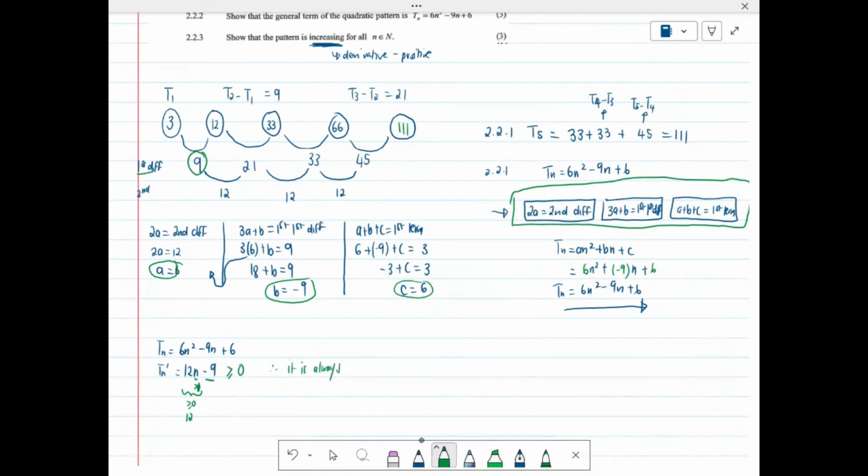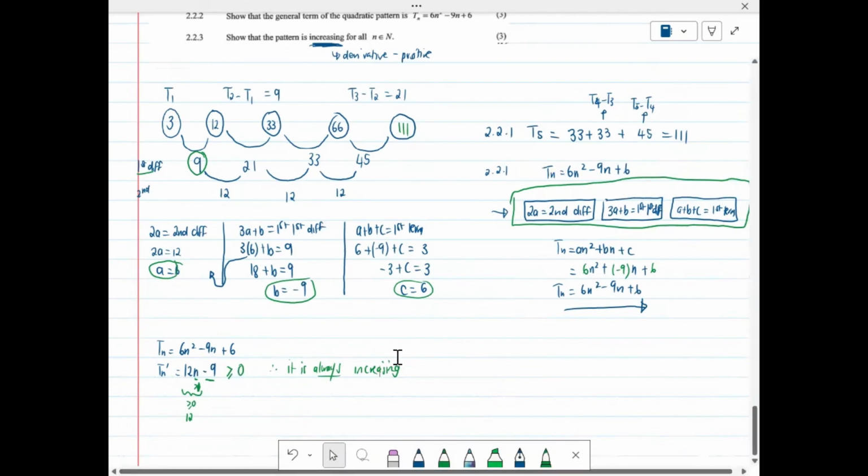So that means it is always increasing, because the derivative evaluated for n greater than or equal to 1 is always positive. So that tells us that it is always increasing. That is this question 2.